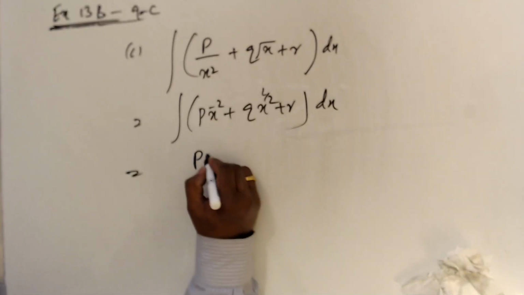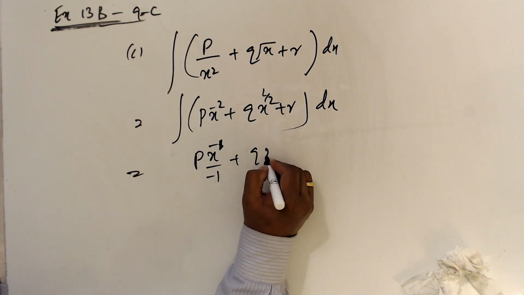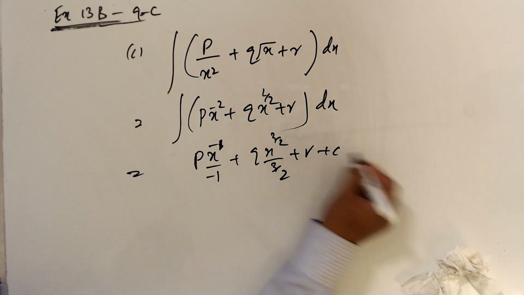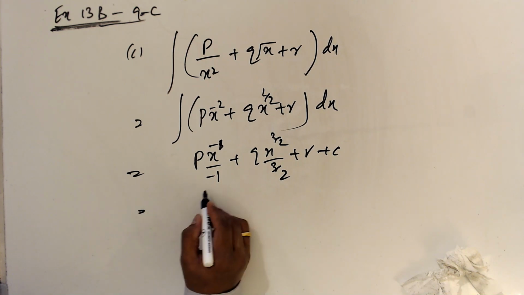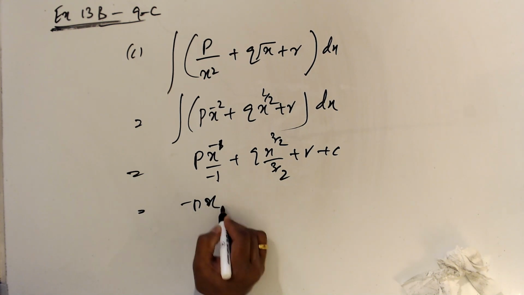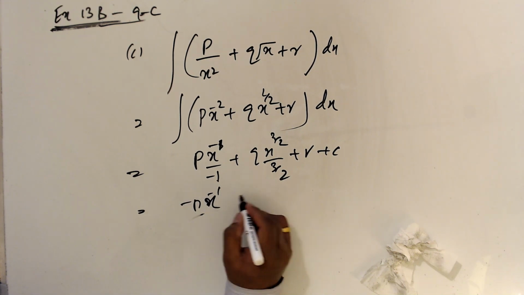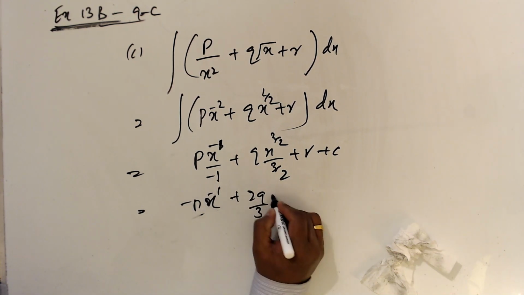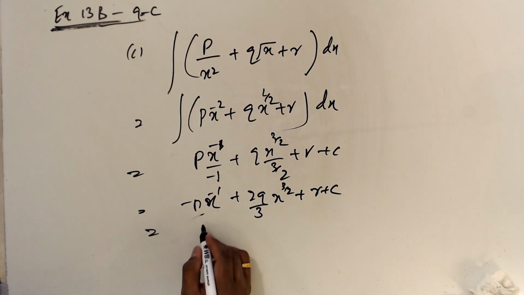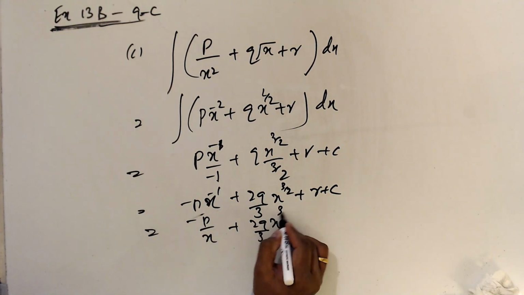This is px minus 1 over minus 1 plus qx 3 over 2 over 3 over 2 plus r plus c. So this is minus px over minus 1. This is 2q over 3 x 3 over 2 plus r plus c. So this is minus p over x, 2q over 3 x 3 over 2.